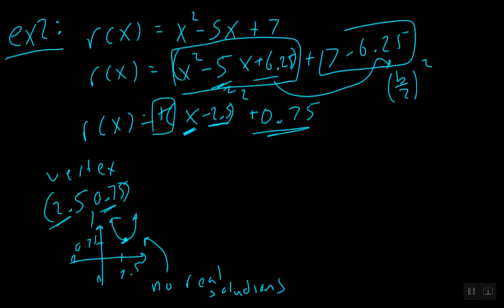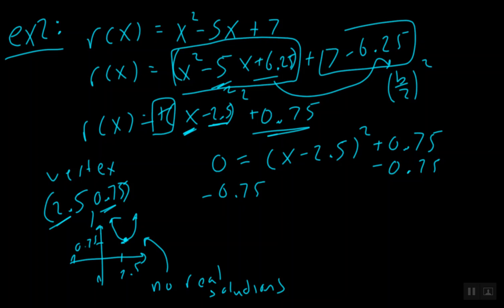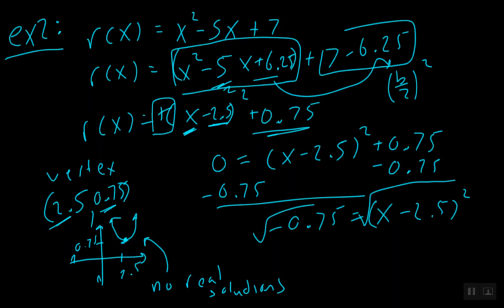Okay, so of course we set this equal to 0, and we have 0 equals parentheses x minus 2.5 squared plus 0.75. And we're going to start by solving for x by getting rid of our addition in this case, so minus 0.75 minus 0.75, and this would give us negative 0.75 is equal to x minus 2.5 squared. Well, recall, in order to get rid of a square, we're going to take the square root. Well, wait a second. Can you take the square root of a negative number? And the answer is no.